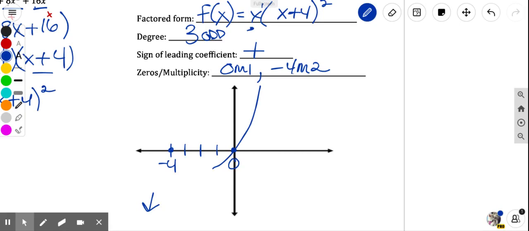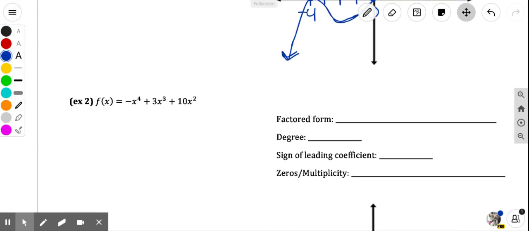Okay, so that goes through 0. And then at negative 4, it hits it and bounces back. So we're going to hit negative 4, bounce back. And so now we have this, something like that. Okay, so there's our first one.